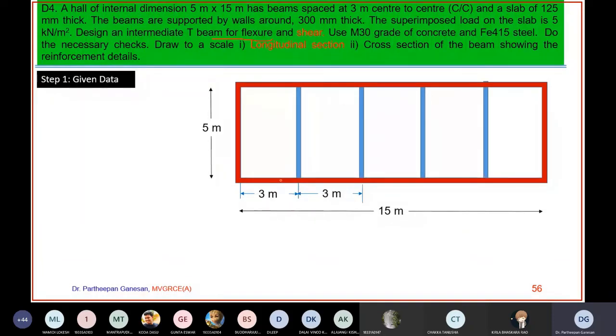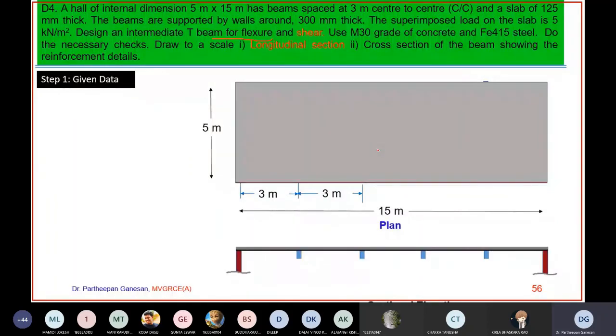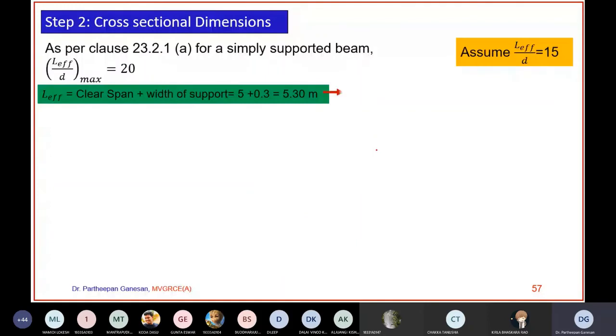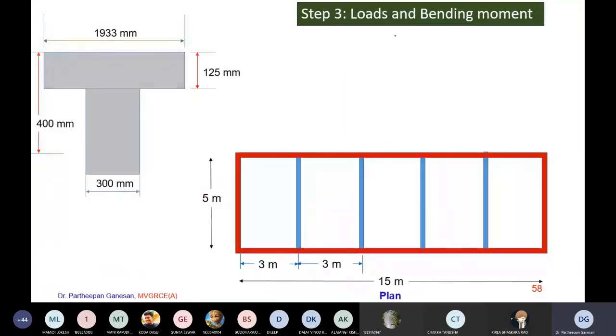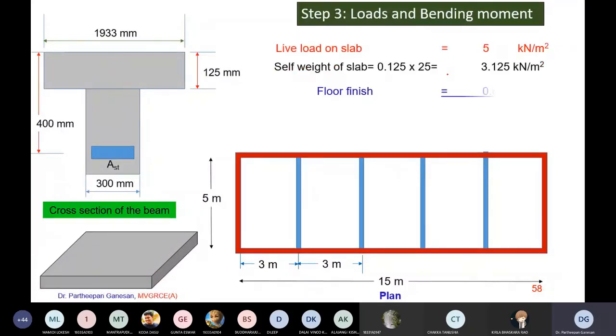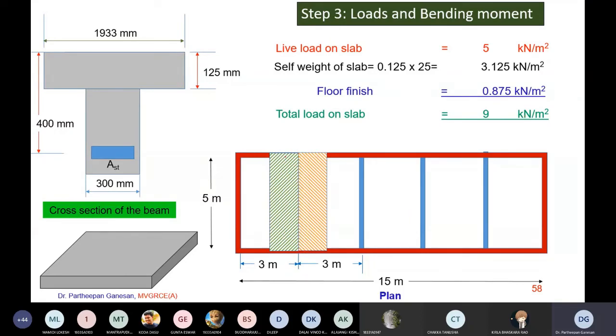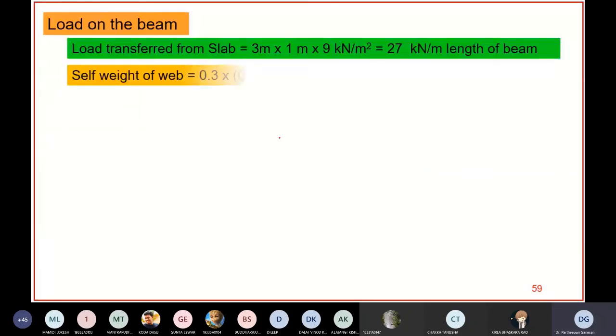The beam is placed 3 meter center to center, and 5 meter by 15 meter is the internal size. So how to calculate the loads? Everything we discussed in the last class. Live load, self weight of slab, and then floor finish, the total load on the slab, and how the transfer of load will happen from the slab to the beam. Although this is not correct because it is not a one-way slab, I am assuming that this is a one-way slab and doing the calculations. So we have calculated the load on the beam.